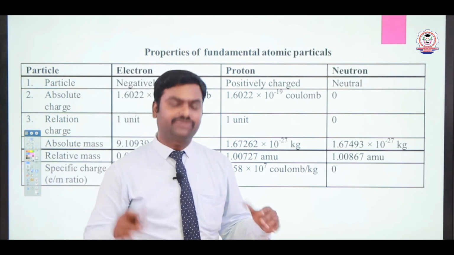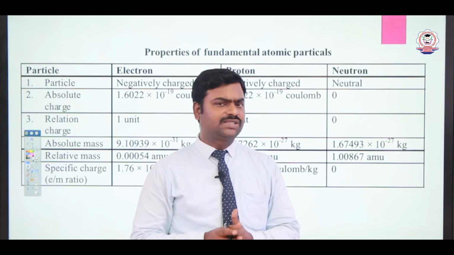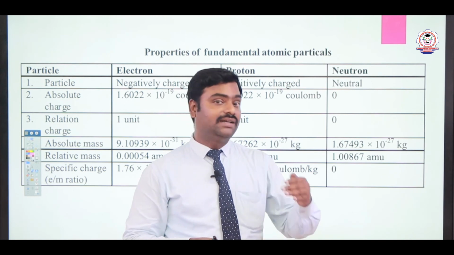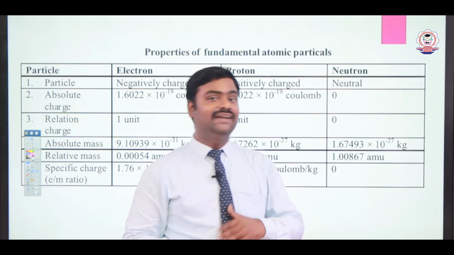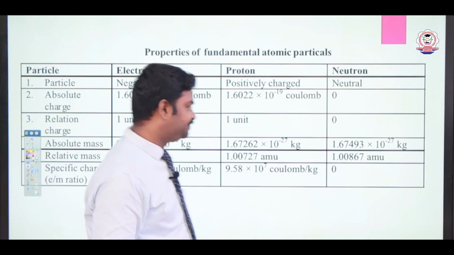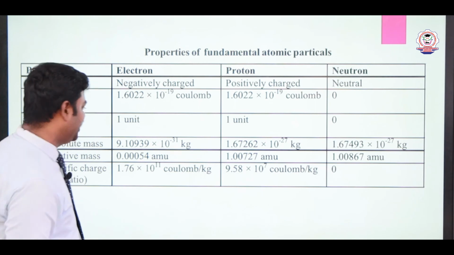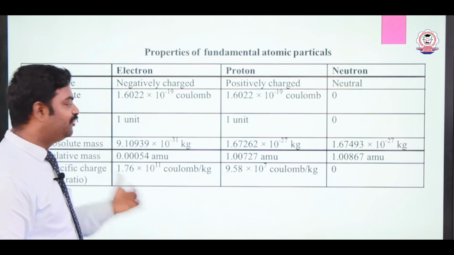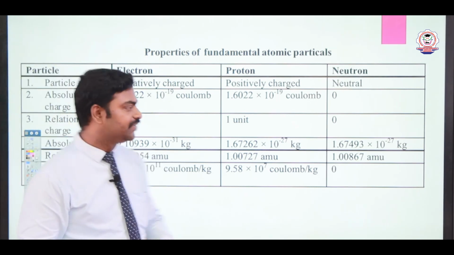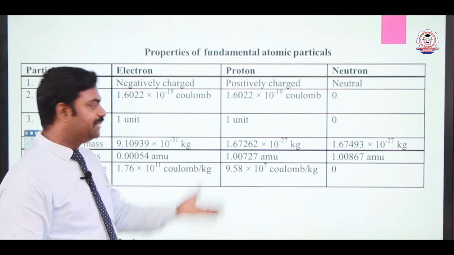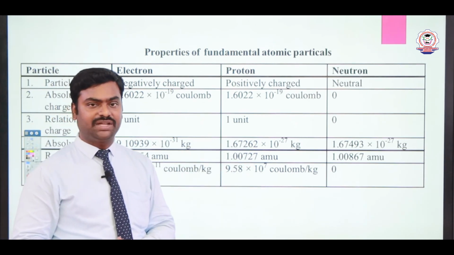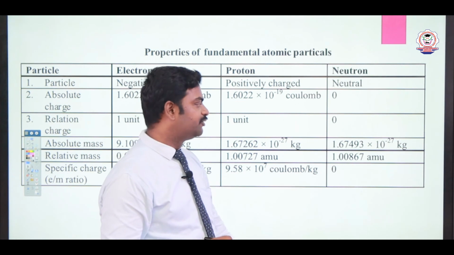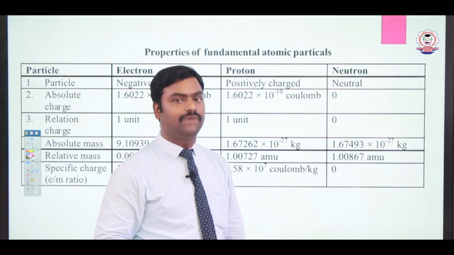So if you consider the masses of electron, proton and neutron, the electron's mass is negligible. That is why, when we consider the mass number, we consider only the number of protons and the number of neutrons. We are neglecting the number of electrons. Next, the relative mass. The relative mass of electron is 0.00054 AMU. AMU refers to atomic mass unit. Next, for proton, that is way higher, 1.00727 AMU, whereas the neutron, which is slightly higher than the mass of proton, is 1.00867 AMU.